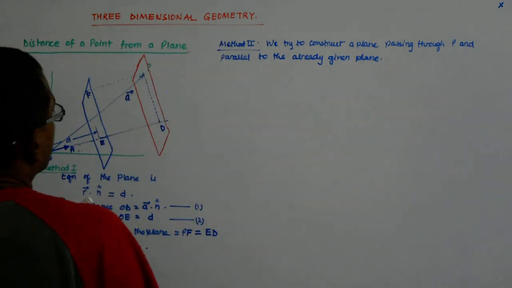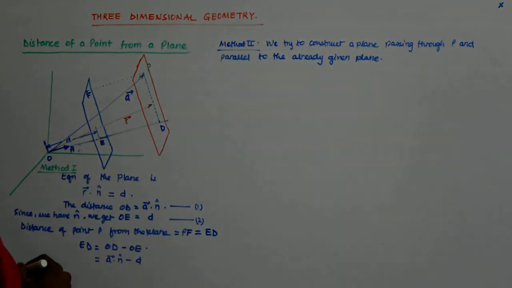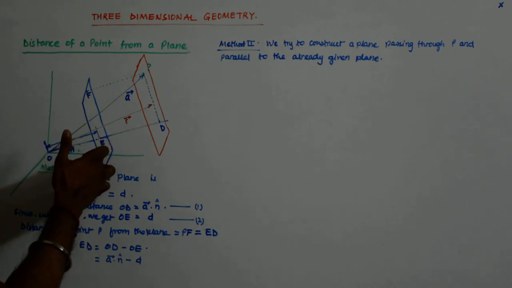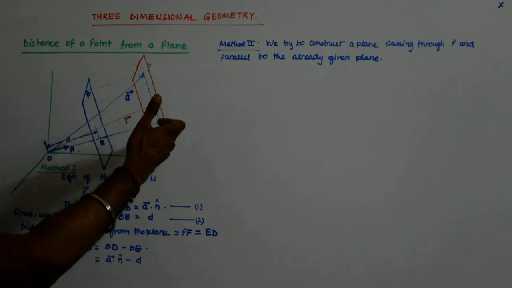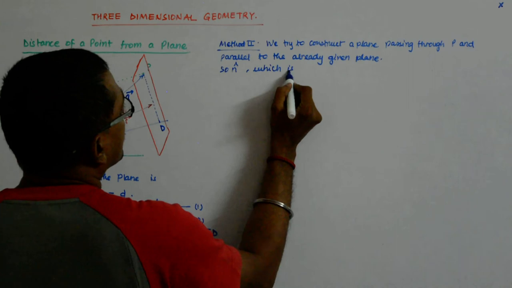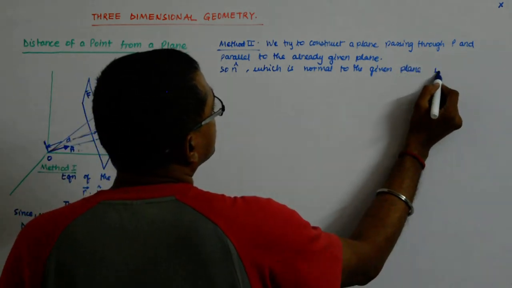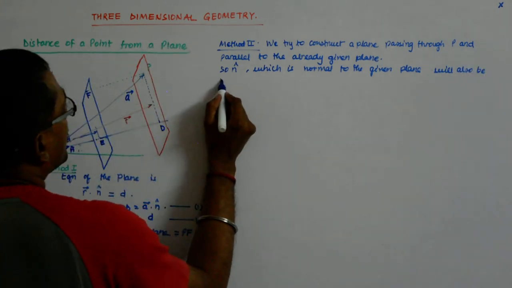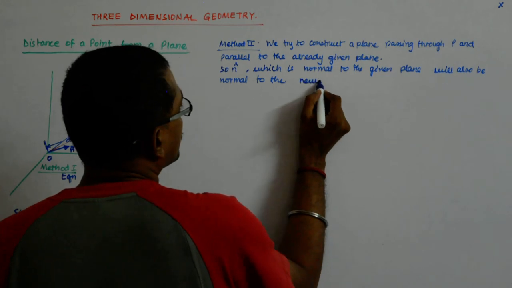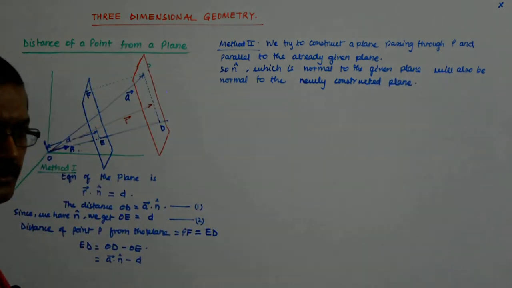Now, how do I find out this? If R is any vector on this plane, then R minus A is parallel to the already given plane. Now since it is already parallel to the given plane, the normal to this plane will also be normal to this newly constructed plane. So n cap, which is normal to the given plane, will also be normal to the newly constructed plane. We get the point. Okay?